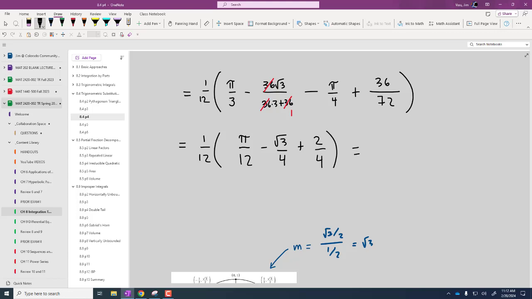Then we're almost done. We're going to get pi over 144. And then here, this is going to be 2 minus root 3 over 4 times 12, which is 48. So 2 minus root 3 over 48. So there's as far as anyone would want to go.